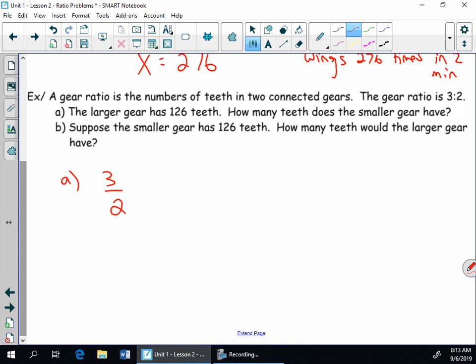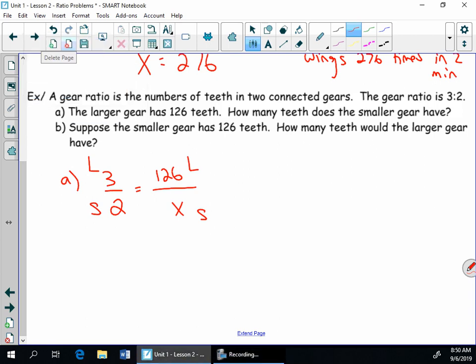Well, in the ratio that I know, the 3 has to be the larger gear, and 2 has to be the smaller gear, because 3 is larger than 2, right? How many teeth does the smaller one have? That's the thing I don't know. That's my small one. And I do know that there's 126 teeth in the large one. Well, this is the ratio. I want to solve it.